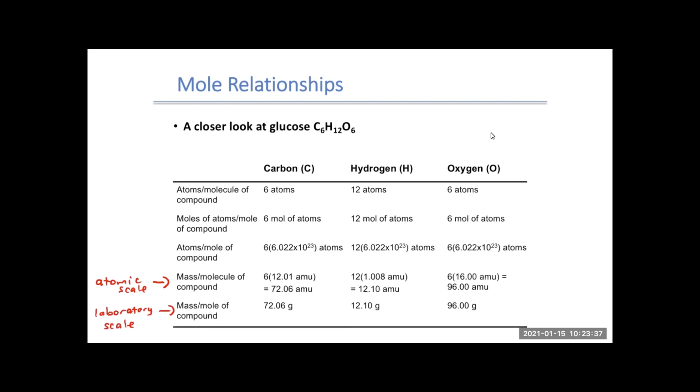And so now you guys should be able to understand a little bit about Avogadro's number and how it relates to the mole, and also how we can go from the atomic scale into the macro scale, into the laboratory scale. And we're going to start using the mole when we do our calculations for stoichiometry.